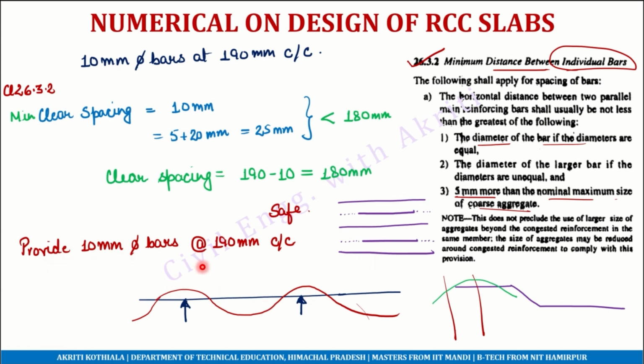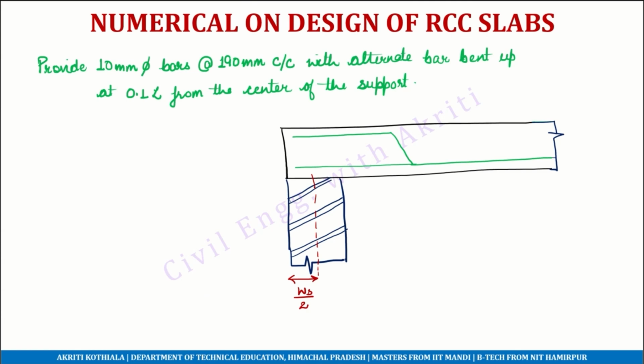So what we can write is, provide 10 mm diameter bars at 190 mm center to center, with every alternate bar bent up near the support at 0.1 times effective length from the center of the support. So when we are providing these bars, we are bending up every alternate bar. While bending up these bars, we have to keep in mind a few points. IS 456 does not specify a value to us, but there are a few practices which are being followed in the field. You can refer to different books for different practices, and every designer has his own practices.